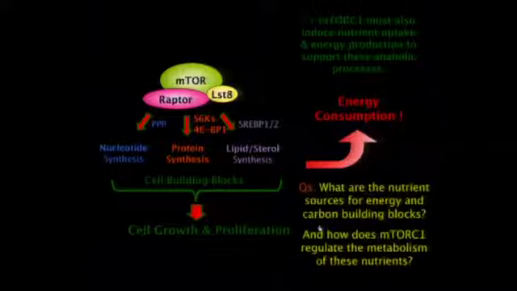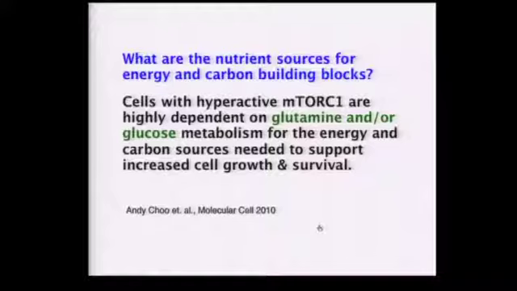So the questions that we asked were, what are the nutrient sources for energy and carbon building blocks? And then how does TORC1 regulate the metabolism of these nutrients? Okay. So a few years ago, Andy Chu, graduate student in the lab, published this paper which showed that in cells that have high TORC1, they're dependent on both glucose and glutamine for survival. If you inhibit TORC1 in this context, you can take away glucose and glutamine and the cell will survive. They don't grow, they just sit there, but they survive for a while. So that says that when you have high TORC1, you absolutely need glutamine and glucose. And in fact, if you reduce glucose in these cells and you inhibit glutamine metabolism, again, these cells will die. Not in the presence of rapamycin, though.